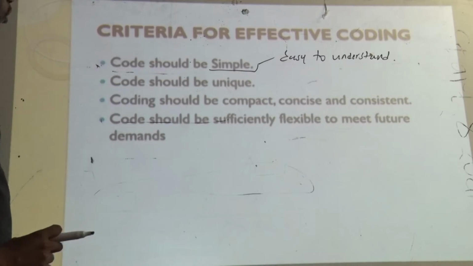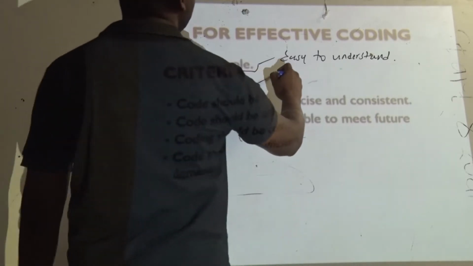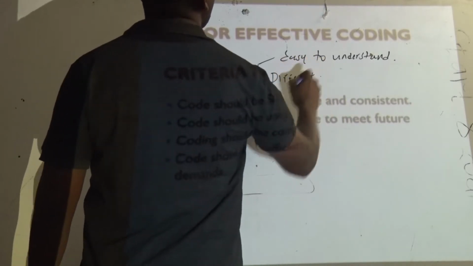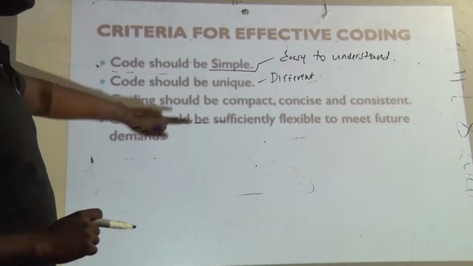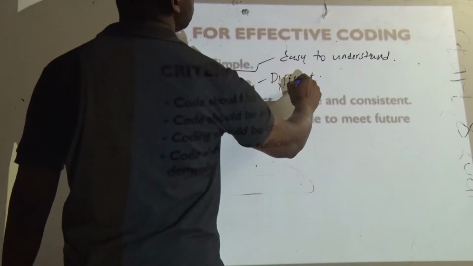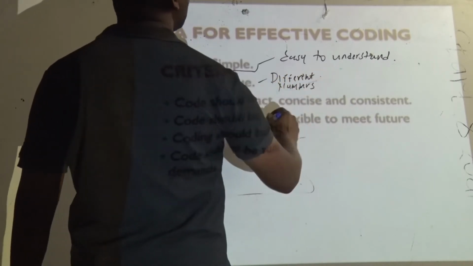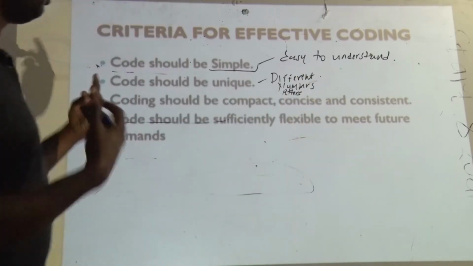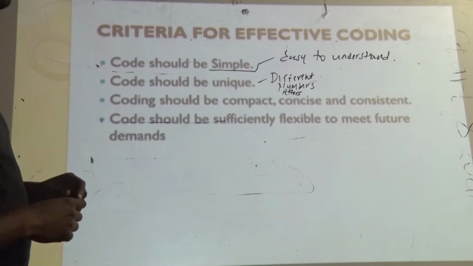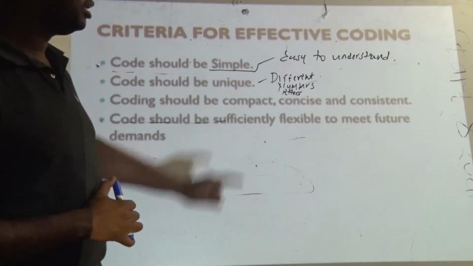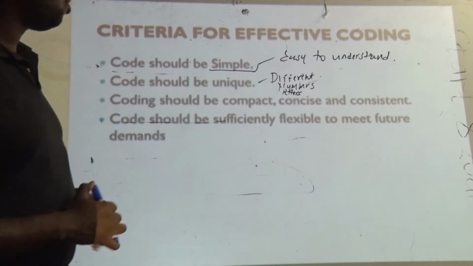The other thing about coding is that a code should be unique. Different organizations have different coding systems. So this coding system must be unique from another organization. Some organizations use numbers, others use letters. So depending on how the organization has designed its coding, you can decide to use numbers, but that code should be unique and identified by your own organization.